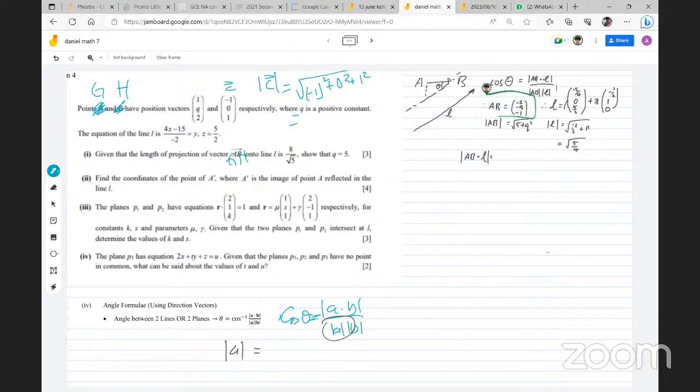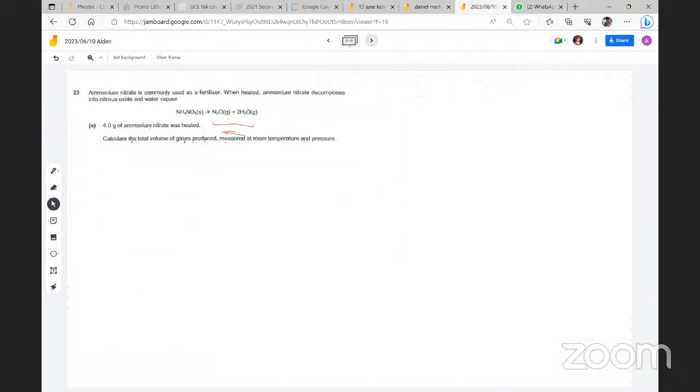AB is not a line. AB is a vector, which is great. That's what we want. So that's why it doesn't have the whole lambda thing. Correct. But that's what we want here. So this would be your dot product. Show me your dot product.